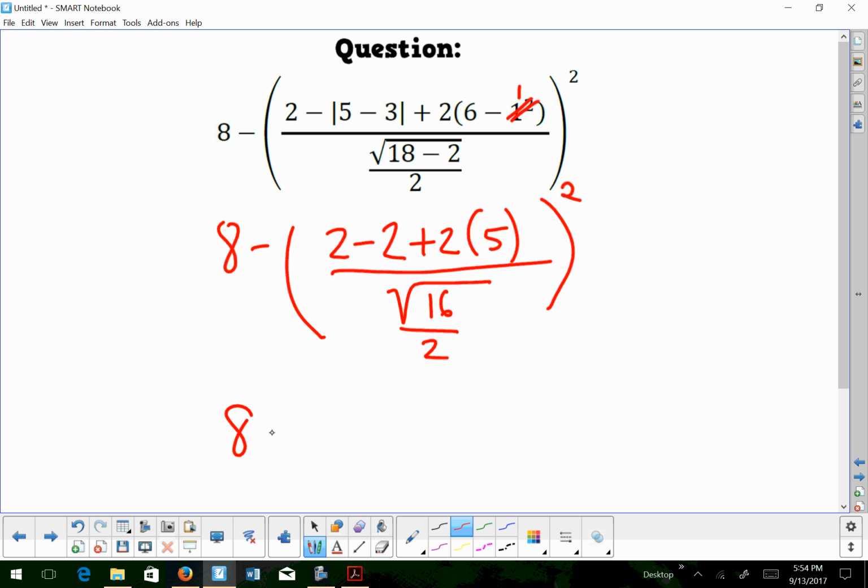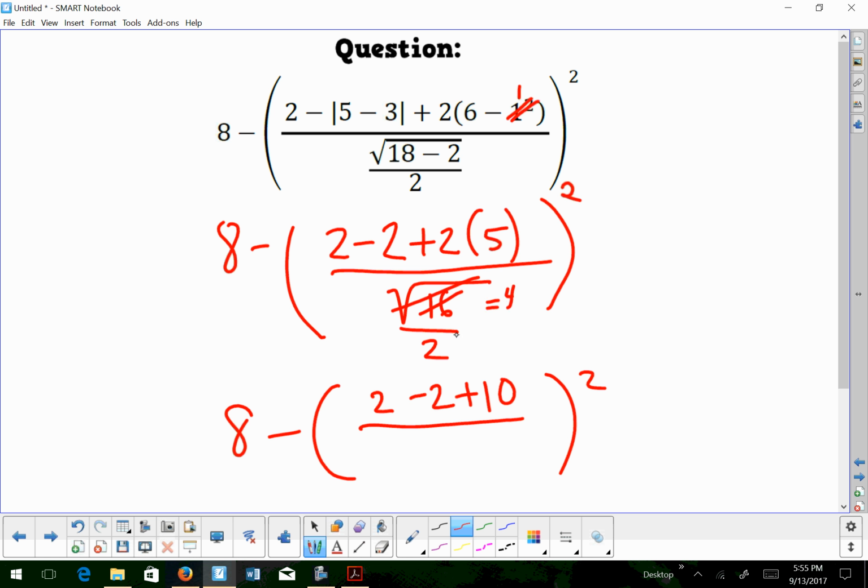So let's leave this alone out here, and let's take a look at my numerator. So my numerator has subtraction, addition, and multiplication, so I'm going to go in the order of the operations, which requires me to do this first. So I'm going to leave my 2, I'm going to leave my minus 2, and I'm going to do 2 times 5, which is plus 10. And then my square root of 16 is 4, so this evaluates to 4, right? So I'm going to do 4 divided by 2, and that's how I'm going to start simplifying this.